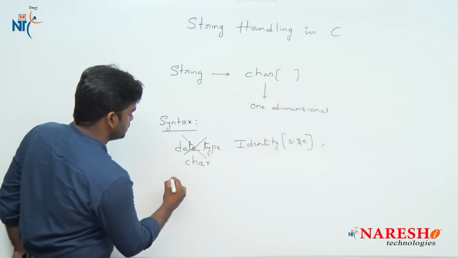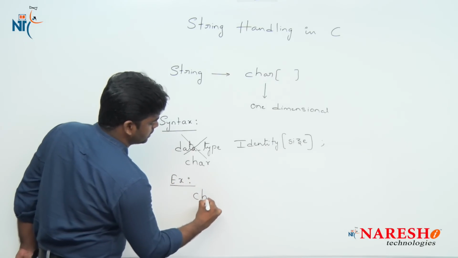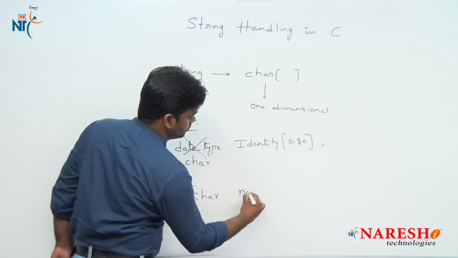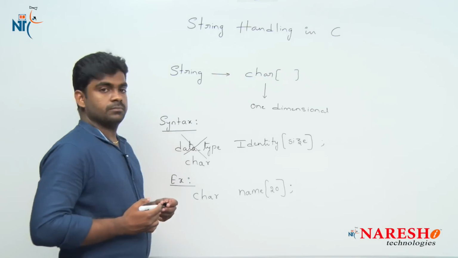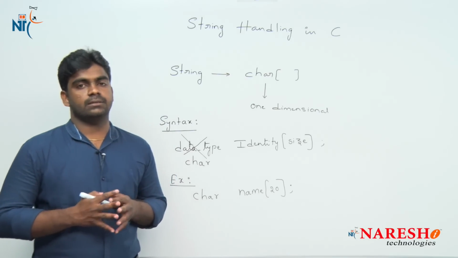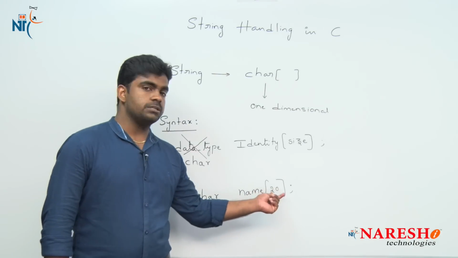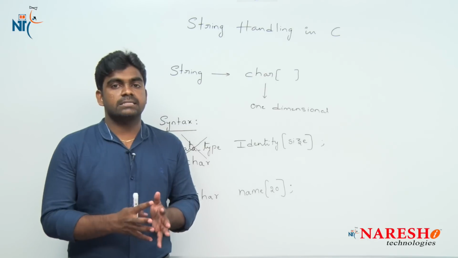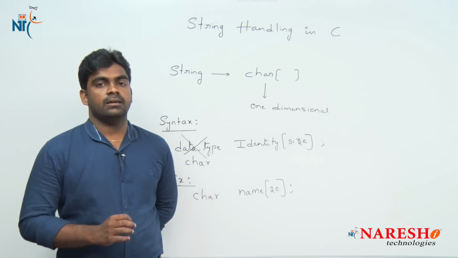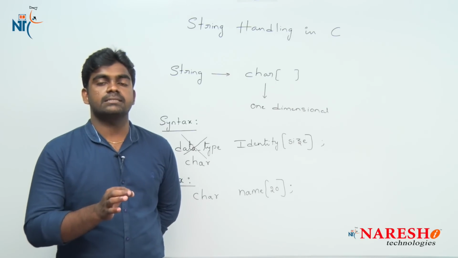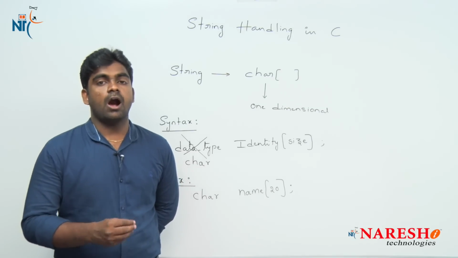And see the example, a simple example I am giving. Character name, and the size, suppose I am giving 20. And remember, if the size of the array is 20, we can store a maximum of only 19 characters, because the last character is a null character. It's there by default.